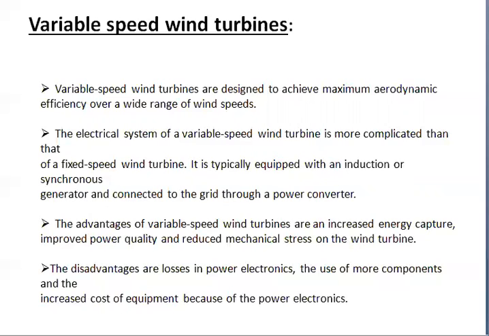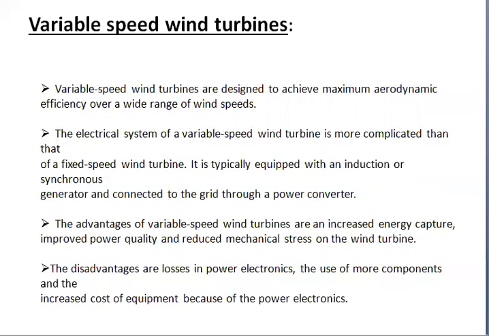The electrical system of a variable speed wind turbine is more complicated than the fixed speed wind turbine system. It is typically equipped with an induction or synchronous generator and connected to the grid through a power converter. The power converter controls the generator speed, so power fluctuations caused by the wind variations are absorbed mainly by changes in the rotor generator speed, and consequently the wind turbine rotor speed is variable.